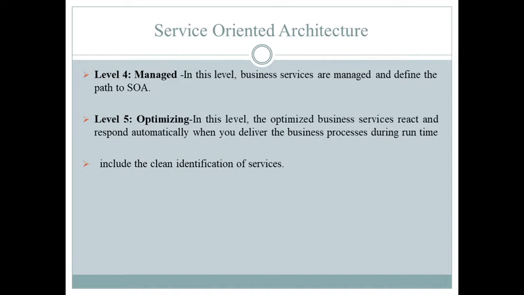Level 5, optimizing. In this level, optimized business services react and respond automatically when you deliver the business processes during runtime. That is how the services react and respond, that will be tracked, and they will provide a better solution to the customers at the optimizing level at runtime. And it includes a clean identification of services at level 5.